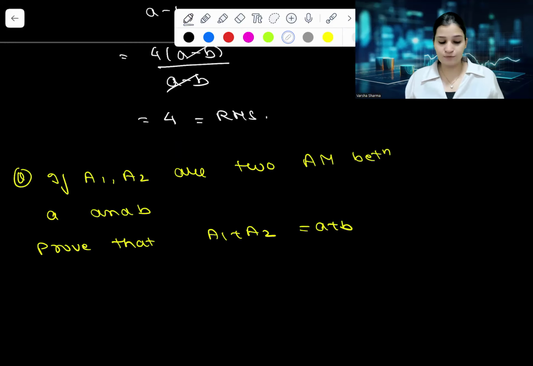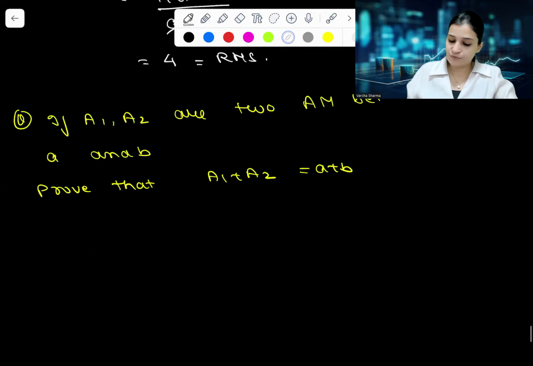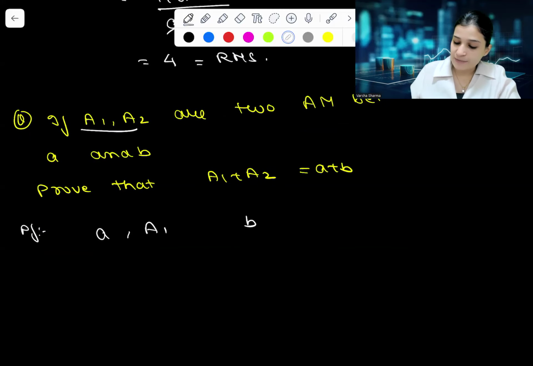A1 plus A2 will be equal to 2 plus A plus B. Proof. If there are two arithmetic means, in that case, how many terms will be in my sequence? There will be 4 terms.